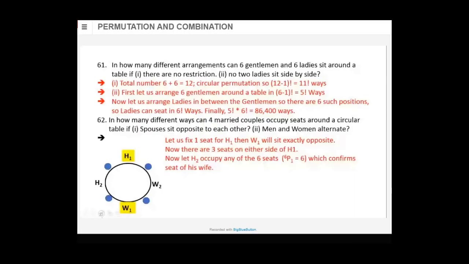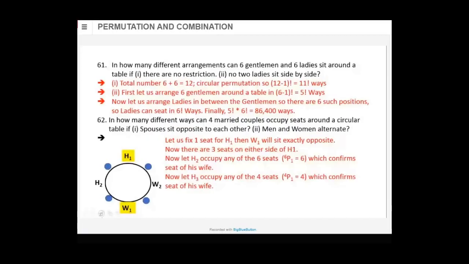Now how many seats are available? Next husband will take which place? Out of 4, he can take any one. There are 4 places, any one now. Out of 8, 4 are occupied. 4 are still vacant, blue color. They are vacant. So next H3 can occupy any one seat out of 4. So now H3 will occupy any of the 4 seats. 4P1, which is 4, which confirms the seat of his wife.